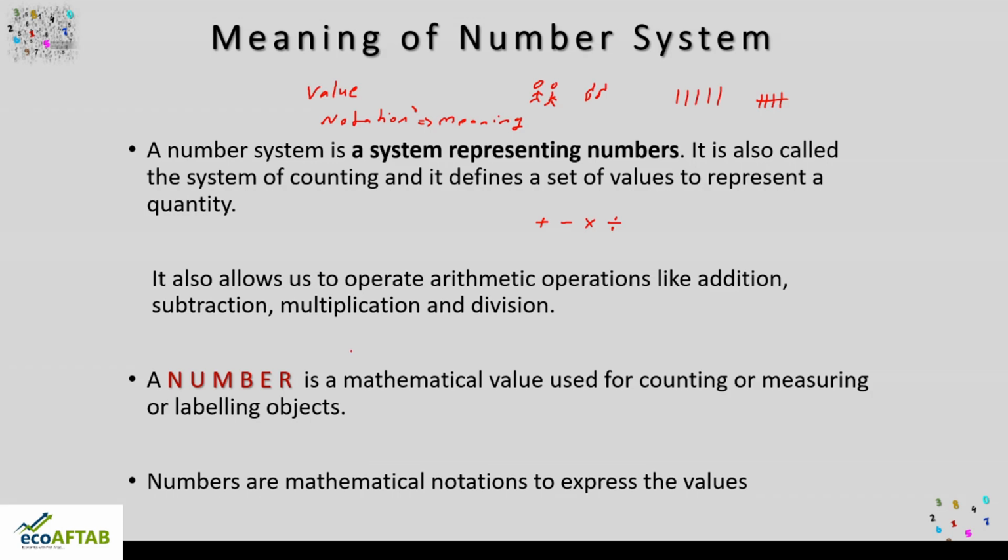If I write this particular notation, you will say it is number 1. If I write this particular notation, you will say it is the number 2. If I write this notation, you will say number 6. If I write this, this is also a notation which is implying the alphabet. So friends, numbers are mathematical notation which is giving a special value for everything.